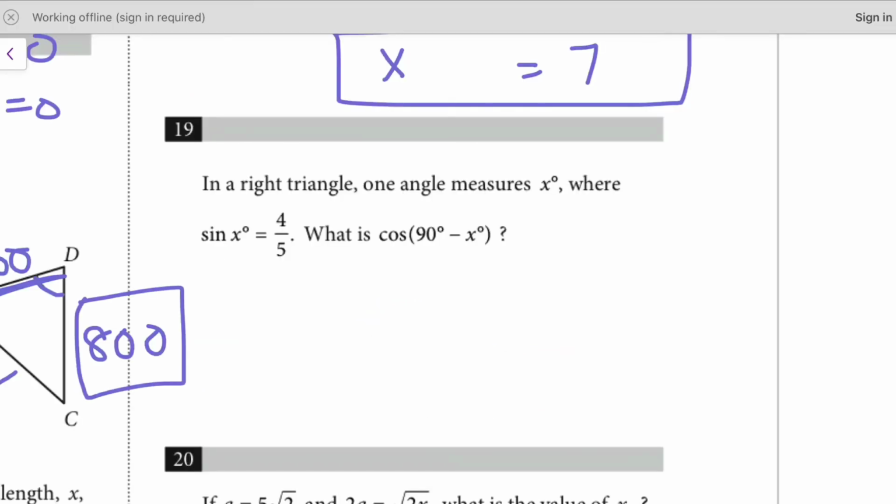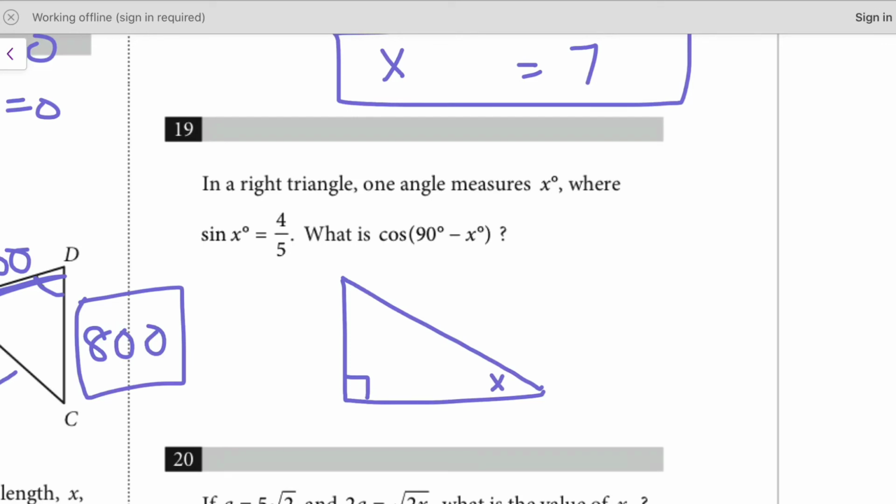In a right-angled triangle, one angle measures x degrees, where sine of x degrees is equal to 4 over 5. What is cosine of 90 degrees minus x degrees? Okay, first thing I'm going to do is draw this triangle because having an image always helps me figure things out, or like having a visual representation always makes questions easier. So this is my right angle. I'm going to make this my x.